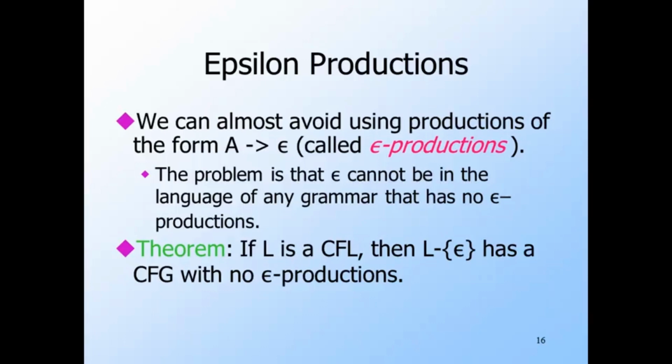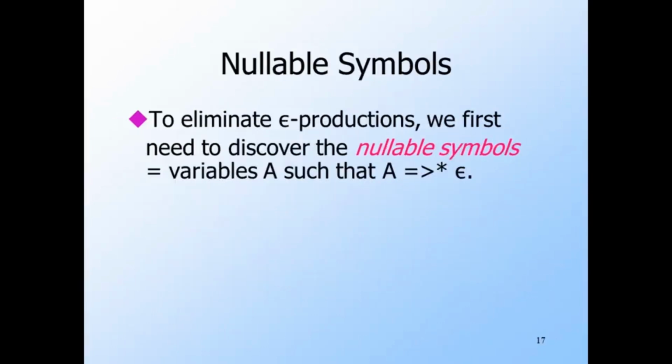The two cases can be summarized by the theorem on the slide. If L has a grammar, then L minus the set containing the empty string has a grammar with no epsilon productions. Notice that if epsilon was not in L, then L minus epsilon is just L anyway. To eliminate epsilon productions, we need yet another discovery algorithm, this one to find the variables that derive the empty string by one or more steps. We call them nullable symbols.